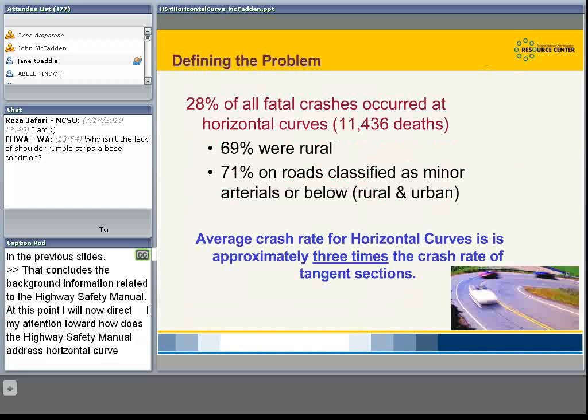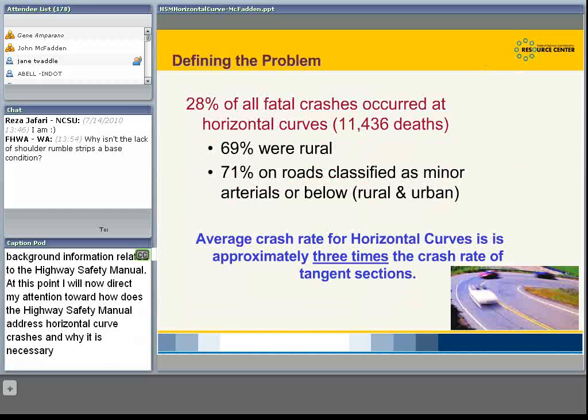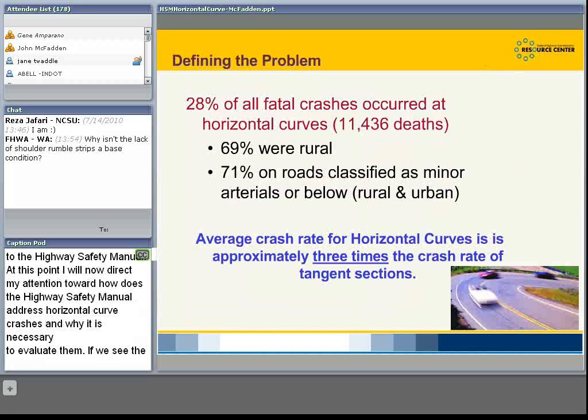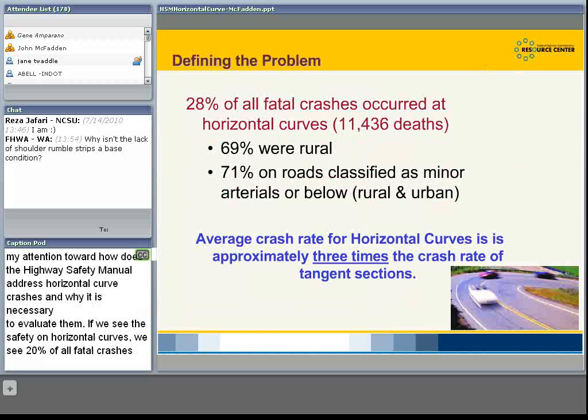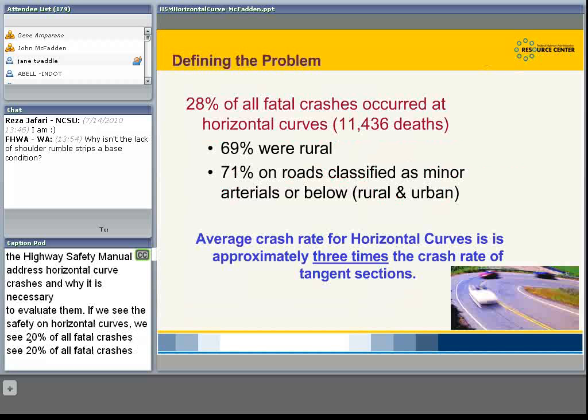Okay. That concludes the background information related to the Highway Safety Manual. At this point, I'm going to now direct my attention towards how the Highway Safety Manual addresses horizontal curve crashes. And why is it necessary to evaluate horizontal curve crashes?